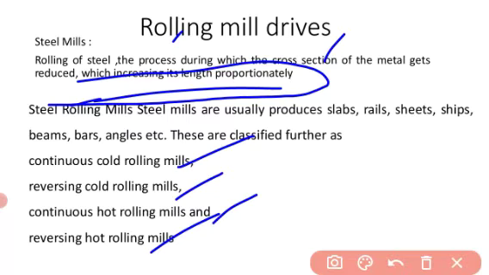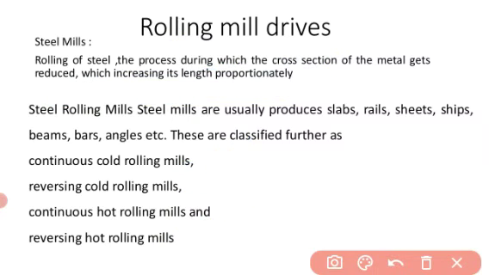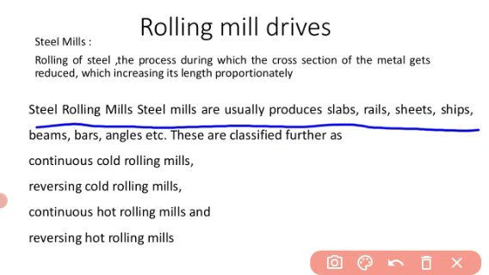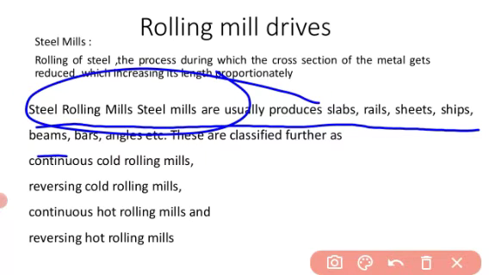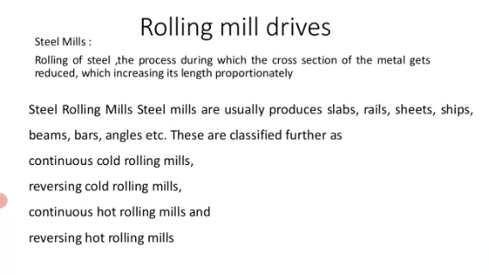I will discuss how the continuous rolling is done. The main purpose of these steel mills is usually to produce slabs, rails, sheets, shapes, beams, bars, angles, etc. With the help of these rolling mills, we are obtaining these things. Now I will discuss what continuous and reversing rolling are.